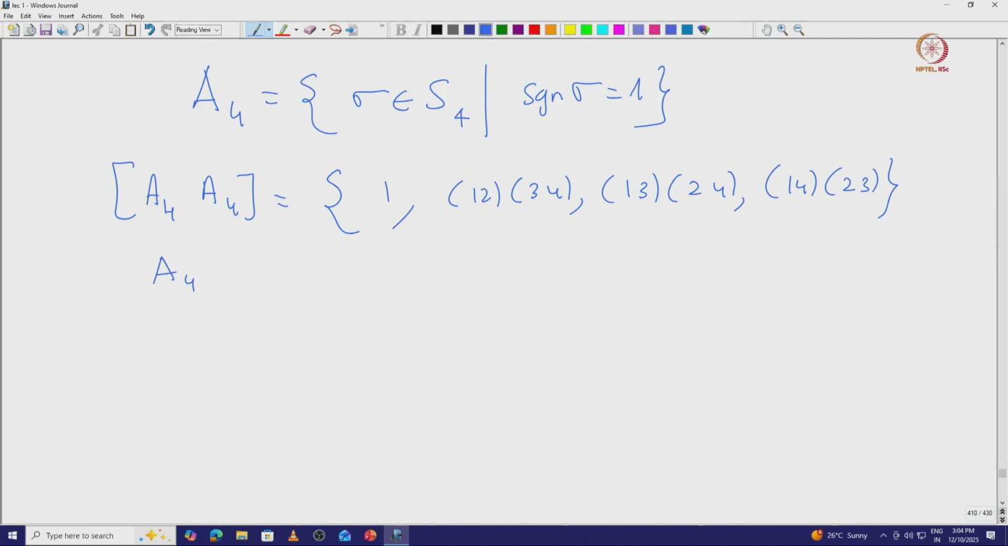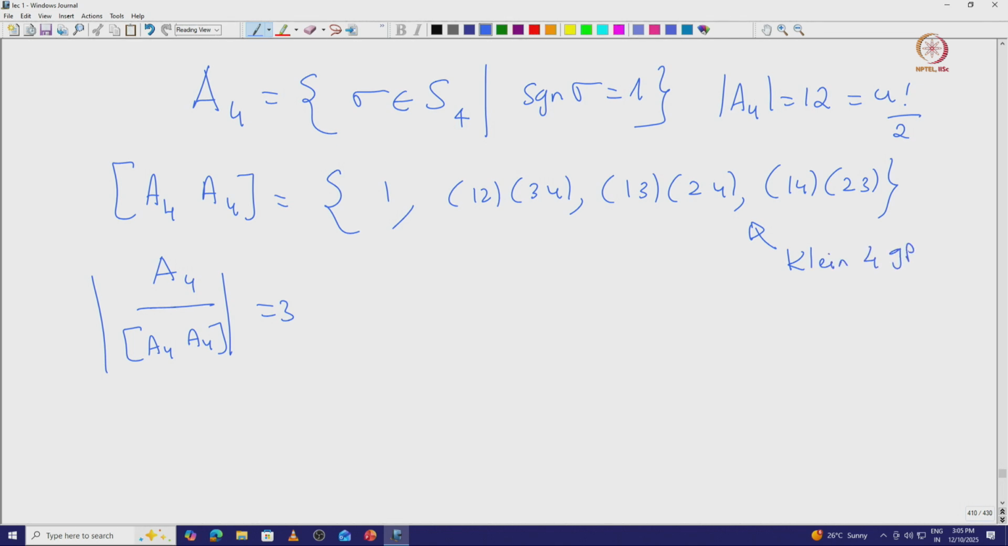In particular, if you go modulo the commutator, then the cardinality of the quotient is going to be 3, because the cardinality of A4 is 12, which is 4 factorial divided by 2. Now this is a Klein 4 group, which means it is isomorphic to Z modulo 2Z cross Z modulo 2Z. So, the quotient has order 3, so it must be a cyclic group. So, A4 modulo the commutator is isomorphic to Z modulo 3Z.